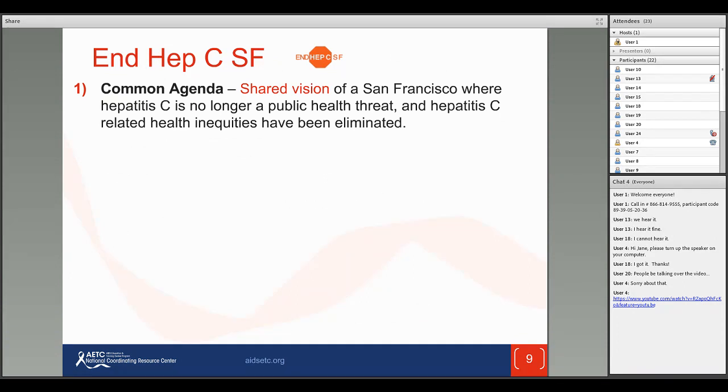Okay, so their shared vision or their common agenda is to certainly eliminate Hep C so that it is no longer a public health threat within San Francisco, as well as to eliminate health-related inequities related to Hep C.